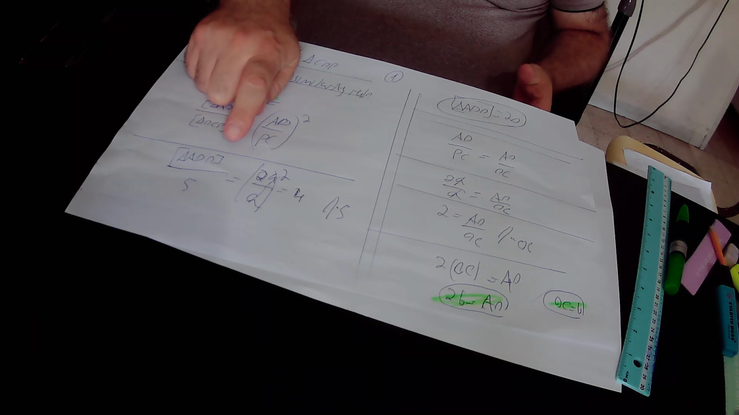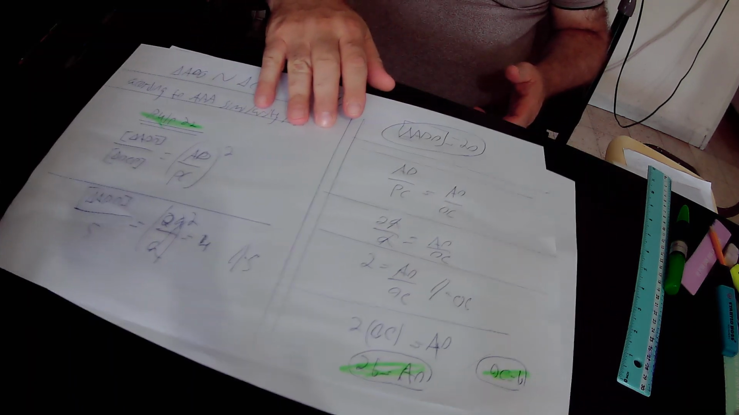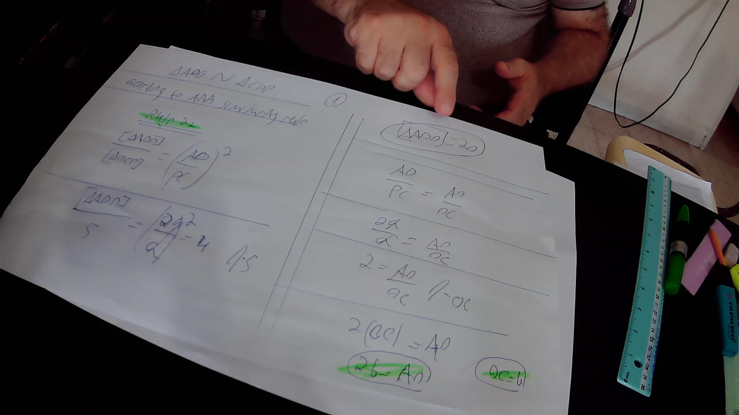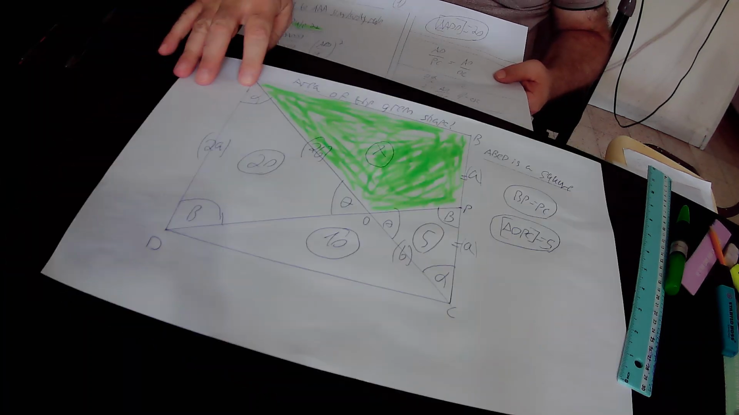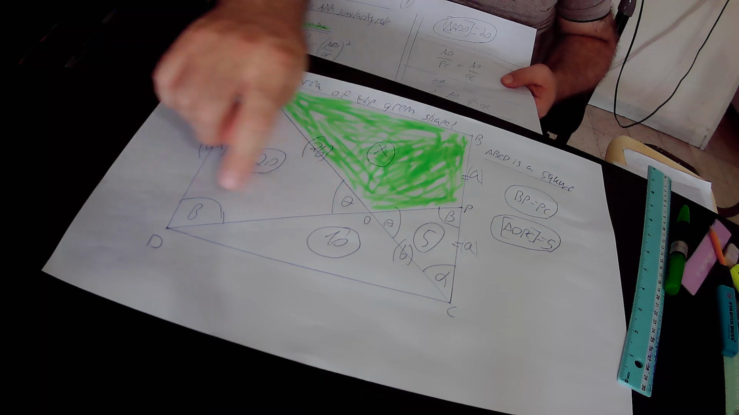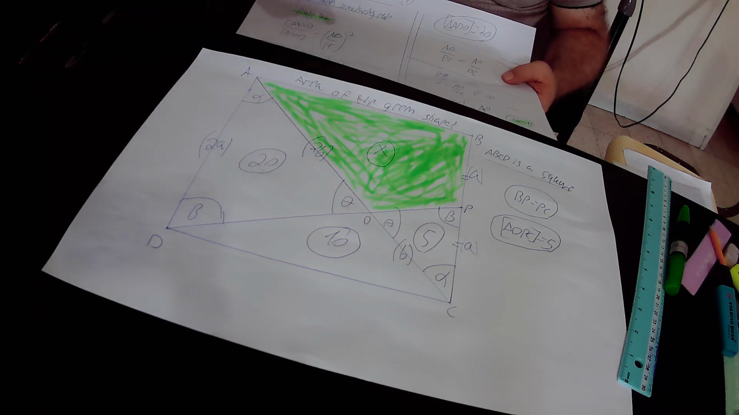If we multiply this equation by 5, we find that the area of the big triangle ADO is equal to 20 square units. This is triangle ADO, and its area is 20 square units.